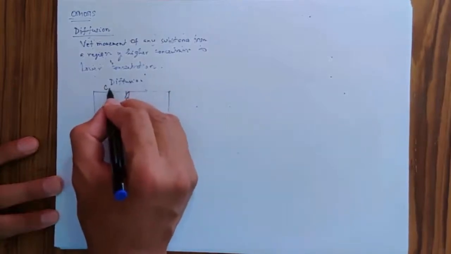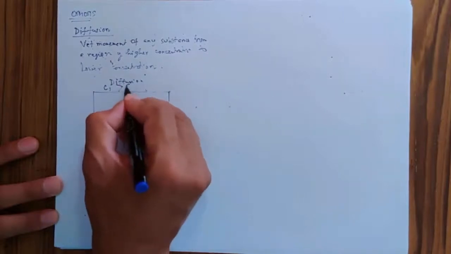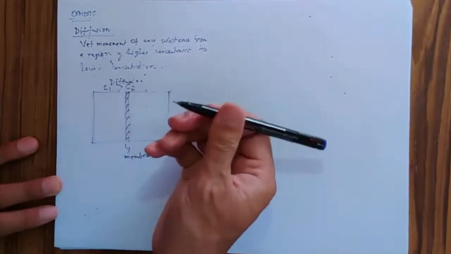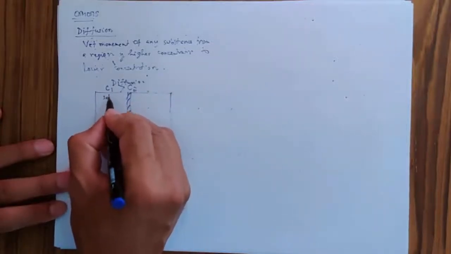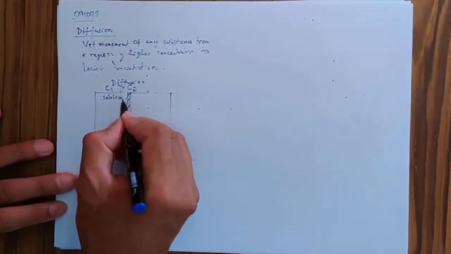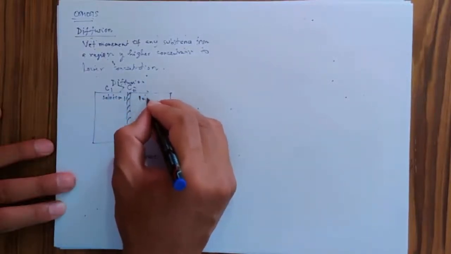Okay. Concentration of 1, meaning this side. Concentration of 1 is greater than concentration of C2. That's this side. Concentration of solution 1. So this is 1. Solution 2.